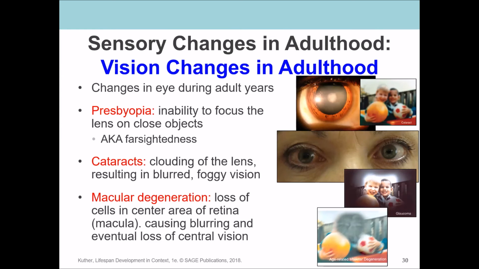And then also there's a transparent gel that fills the eyeball called vitreous, and this becomes more opaque with age.